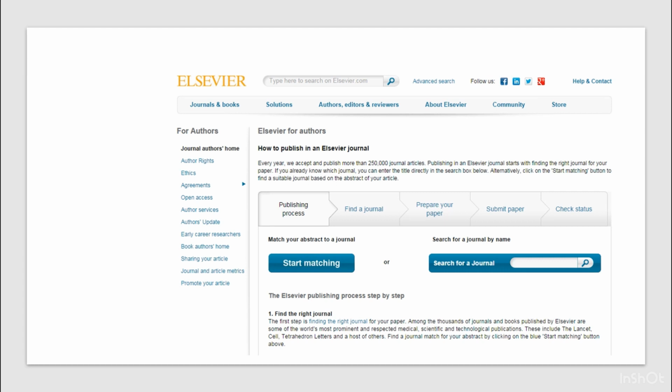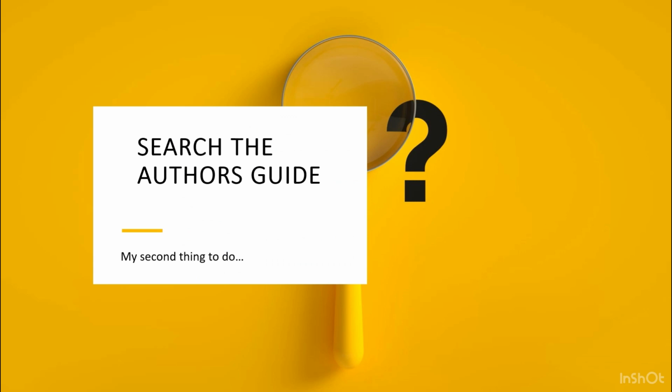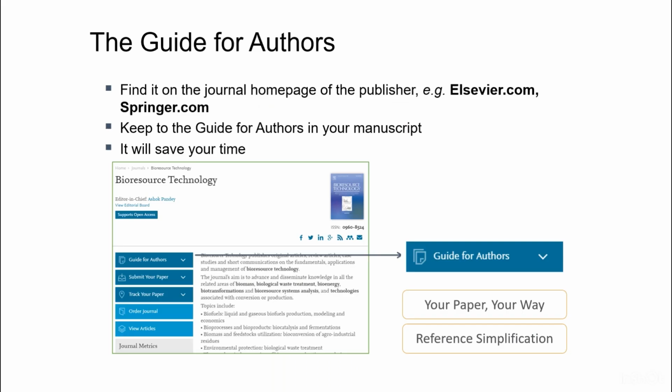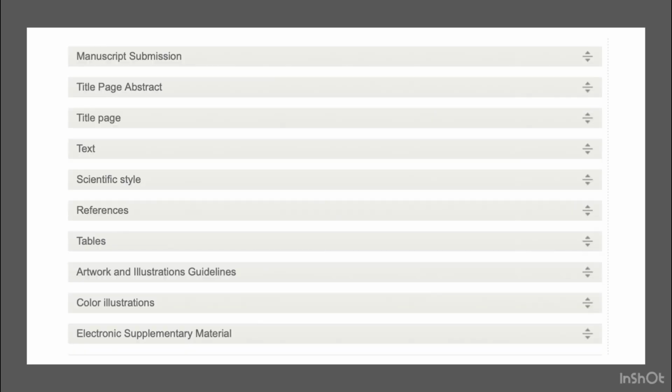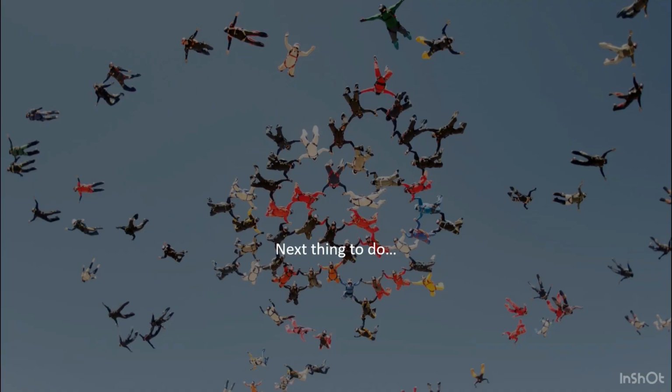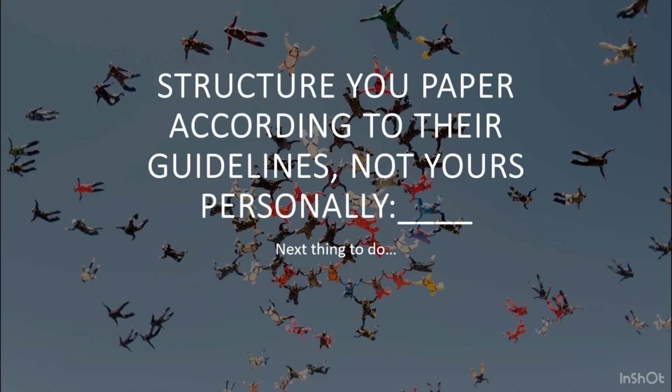Then I get to draft my manuscript based on their guides for authors. You need to make sure that you follow the same structure that they provide you with. You need to structure your paper according to their guidelines and not to yours. Personally, my first thing to do is to go over the guidelines for any biomedical journal, and I draft my manuscripts from the beginning based on their requirements at the front end.